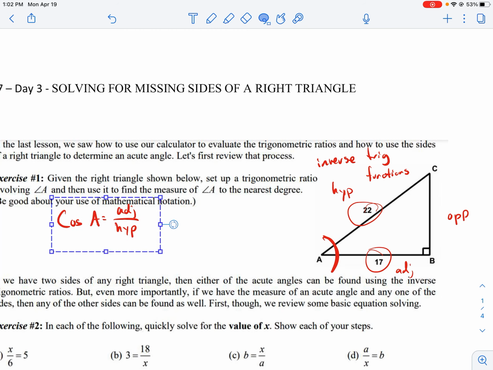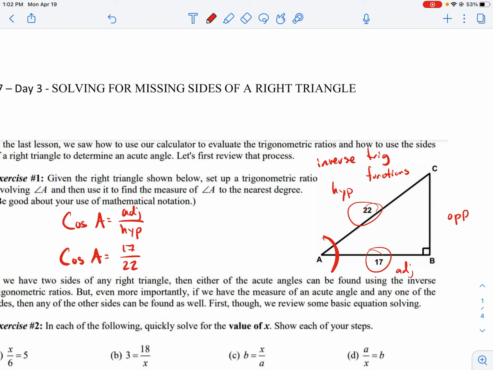Shrink this down a little bit. Okay, so we don't know what the measure of angle A is, but we know these other two pieces, 17 over 22. Okay? And so what we're going to utilize is our inverse function of cosine. What that does is it matches up the ratio we get for this guy here with what our angle measure should be when we're getting this particular ratio, right? So the inverse cosine of 17 divided by 22.